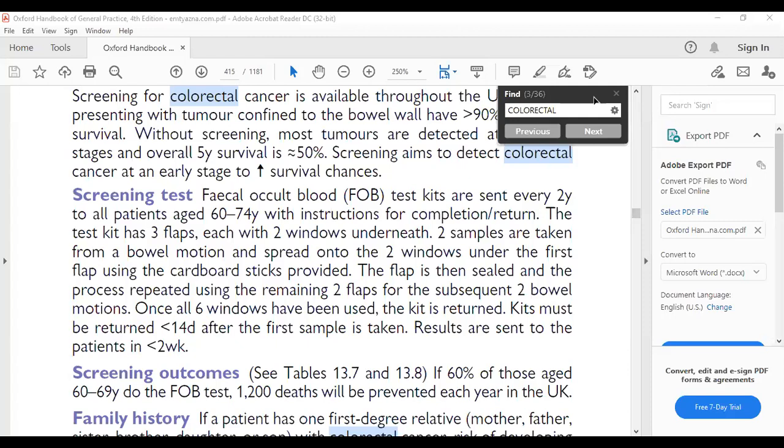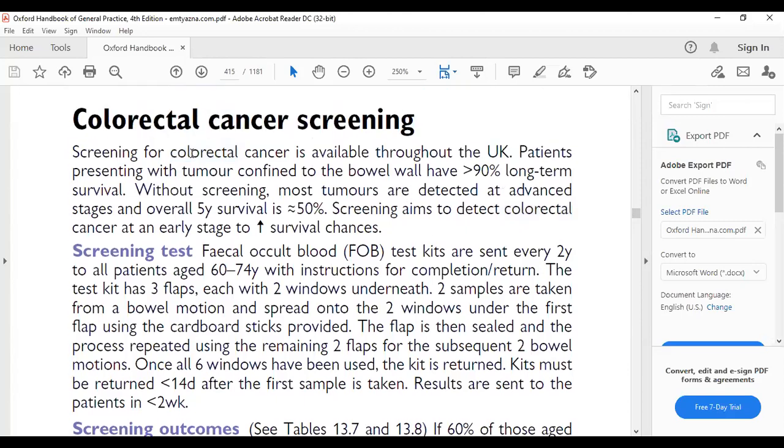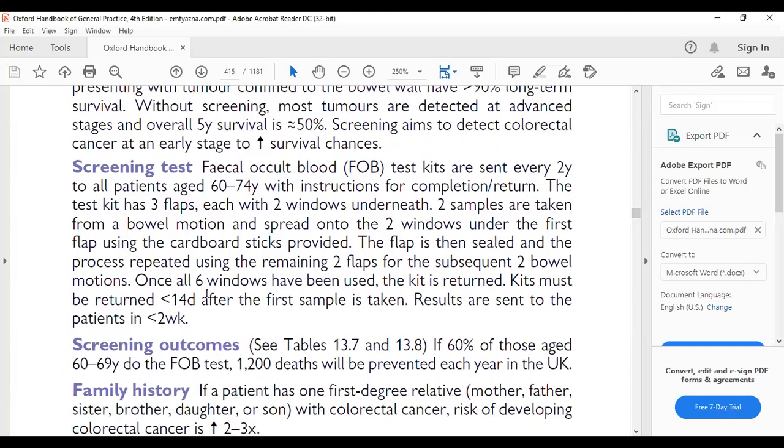All right, now for the colorectal carcinoma, you do screening for the colorectal carcinoma. You will start screening patients with 60 to 74 years of age. You do screening for colorectal cancer with fecal occult blood testing, and every 2 years you do these screening tests. This is for patients who do not have any risk factor.